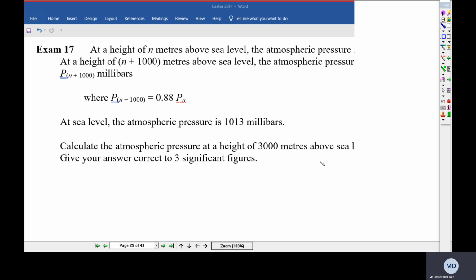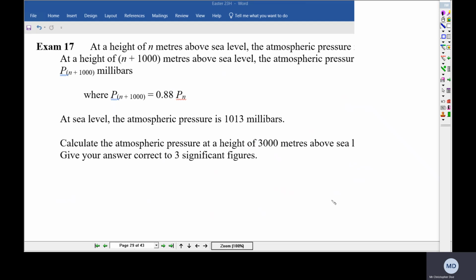Right, should we have a go at this one? This was the question that a lot of you, let's be honest, didn't know what to do. Right, okay, so let's go through this one then.